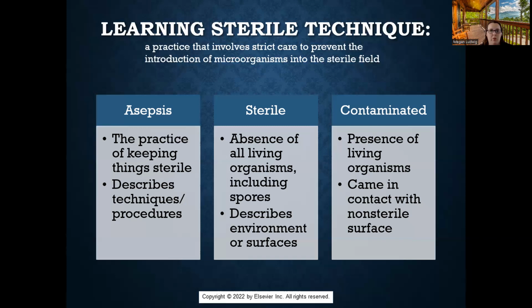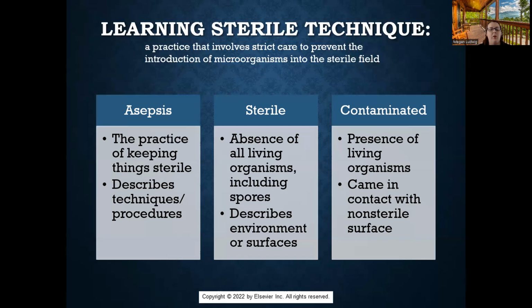So anything we use in surgery that goes into an open wound, something that is invasive, has to be sterile. So we don't introduce those spores or living organisms into the wound. Sterile also describes the environment and surfaces, whereas asepsis described the technique, or how do you do it. Okay, how do you keep things sterile?